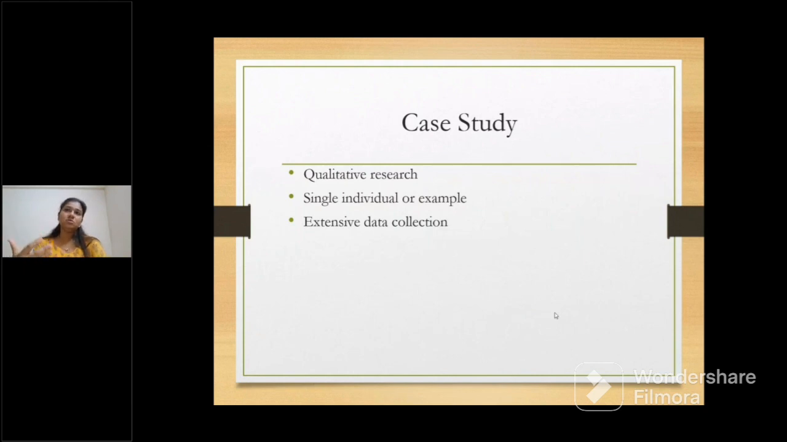Whenever you're studying any particular research topic, make sure that you study what all things have been done in the past, maybe in a format of a case study, because it gives you an end to end solution, the entire journey of similar research work that has been done. It can be a qualitative research, it can be an individual research done as a compilation. Extensive data collection can also be a possibility.